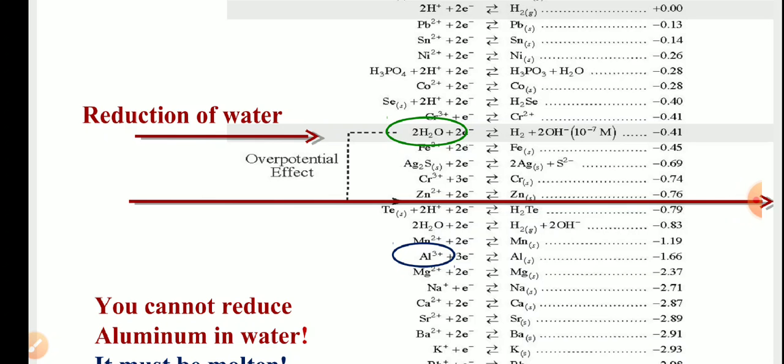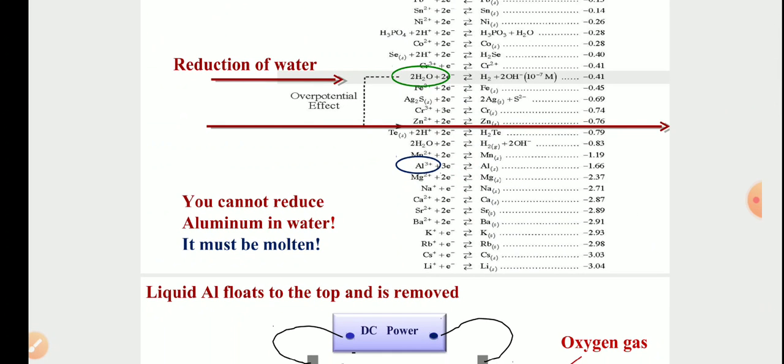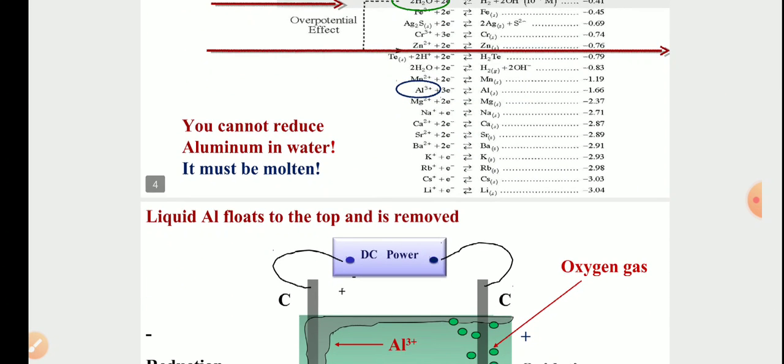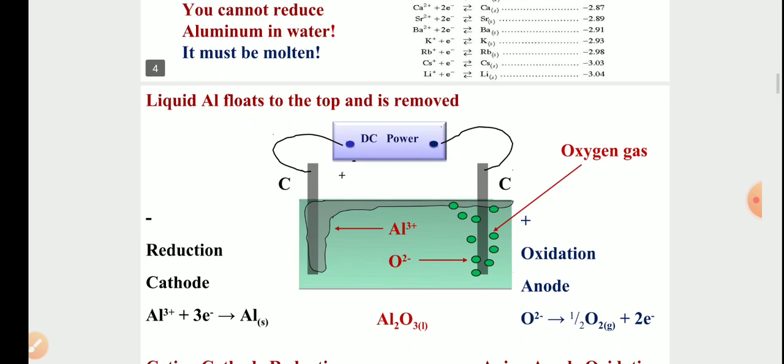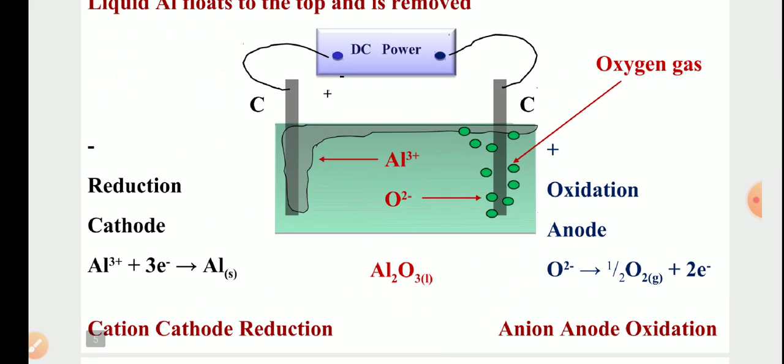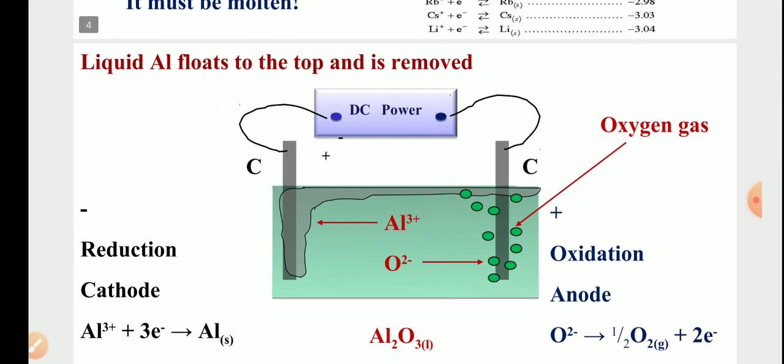So we have to take molten alumina instead of aqueous alumina. So ultimately, the conclusion is that you cannot reduce aluminium in presence of water, but you have to take molten alumina. Here, this is the picture of the extraction of aluminium from its ore, that is Al2O3.